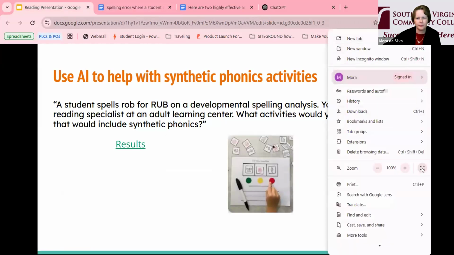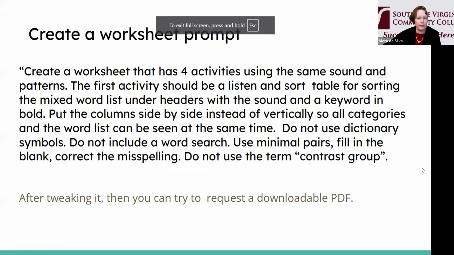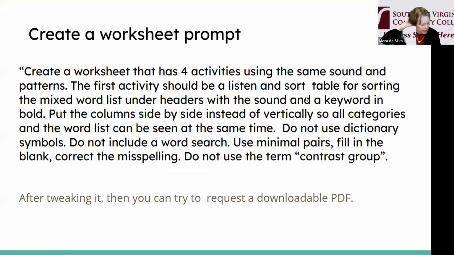All right, let's see. All right, you can even do a worksheet prompt. And I was creating a worksheet last week for a student based on her spelling assessment. And I kept revising it. Sometimes AI will work well, and some days, it isn't working quite as well. So I kept on writing and writing and writing, and I got this prompt down. So I said, create a worksheet that has 4 activities using the same sound and patterns. And that's assuming that I've already put in the error and I'm just adding another thing in chat, right? I'm in the same chat. I'm just adding another prompt here.